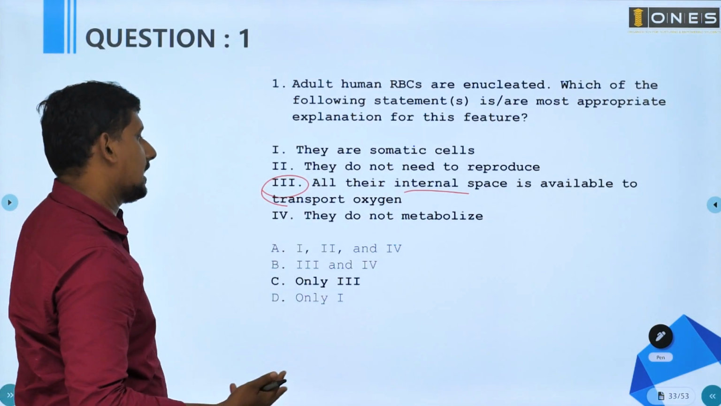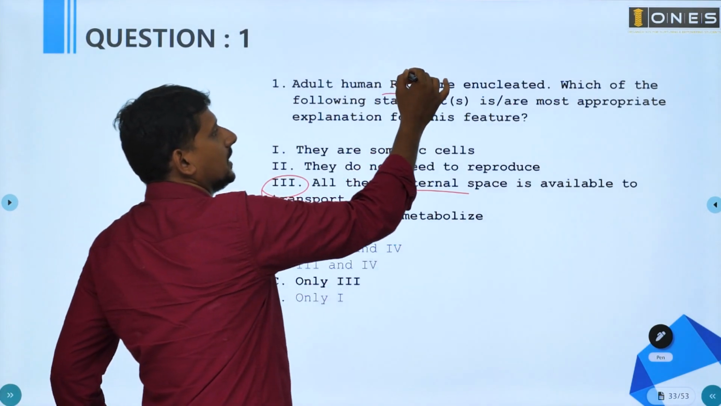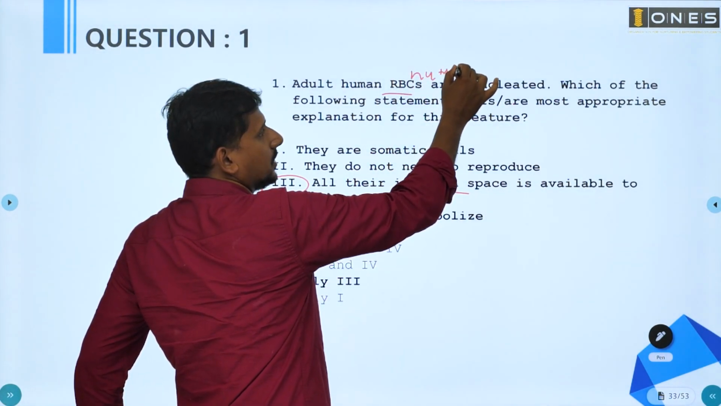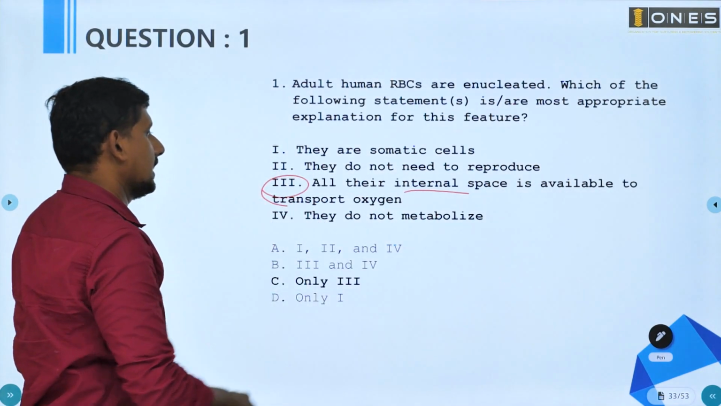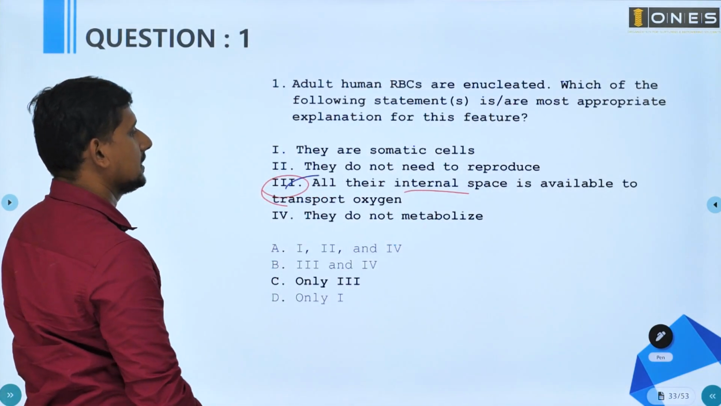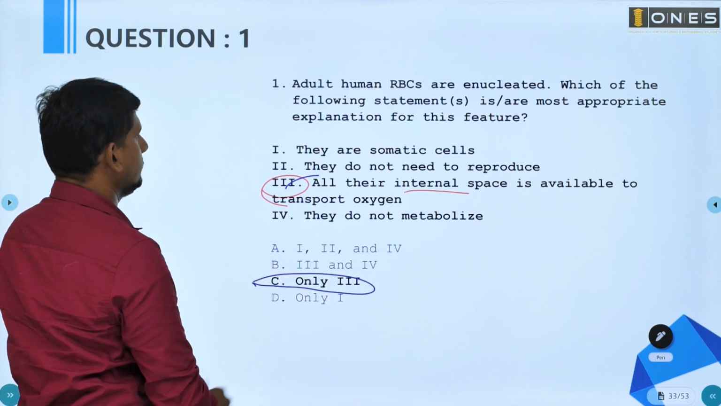So, transportation of oxygen is the main RBC function. Added to that, other functions are nutrient transport, and waste and toxic material transportation. So the right answer is all their internal space is available to transport oxygen. So option C is the right answer.